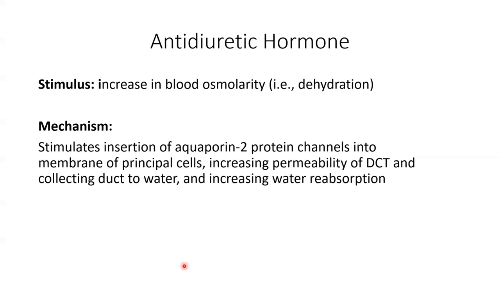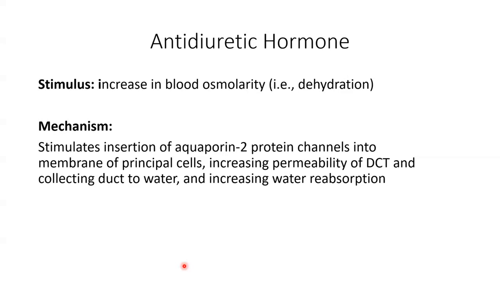However, within these cells are little vesicles that contain lots and lots of copies of a water channel protein called aquaporin 2. ADH stimulates the insertion of this aquaporin 2 into the membranes of these cells, which subsequently allows water to move more easily through them. So ADH is released when the osmolarity, or the concentration of the blood, increases. This is usually when we have a lack of water in the blood, like with dehydration.